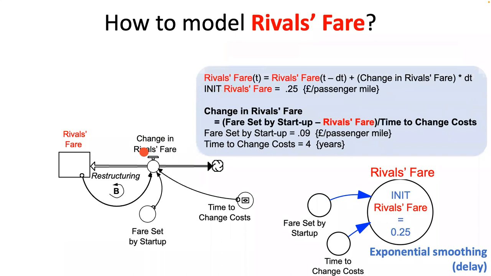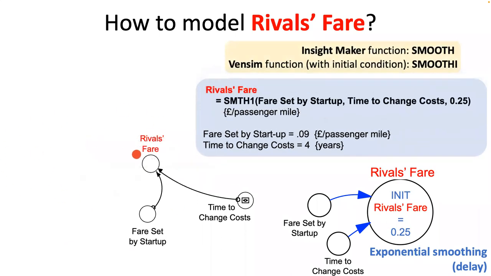So I can basically replace this whole ugly block here with a stock, a rival's fare block, which just has smooth or smooth I, which will automatically implement this connection between the fare set by the startup and the rival's fare. So again, it's like the toilet model in a single command. You don't have to do it that way, but here it is right here. I think in Morecroft, in the text, SMTH1 is how Stella implements a smoothing delay.